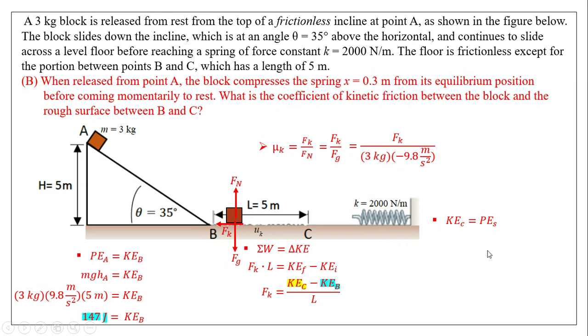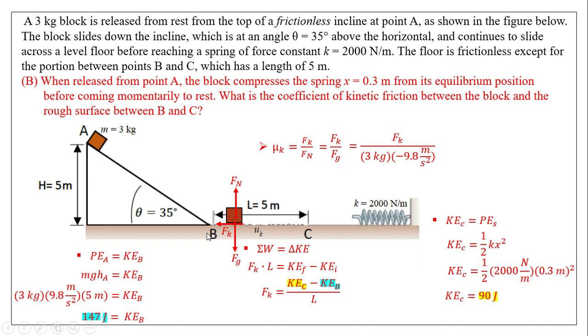Okay, because it's going to compress it, right? So therefore, KEC is simply the same as the potential energy due to the spring because it's just converting kinetic into spring potential. Well, the spring potential function is 1/2 kx squared. I know k is given as 2000. X is 0.3 because it says so here in this particular part B. Other than that, I'm just going to square x, multiply it by k and then times it by 1/2. So KE at point C is 90 joules.